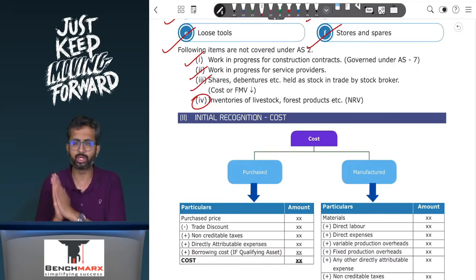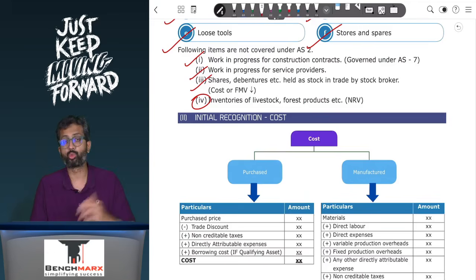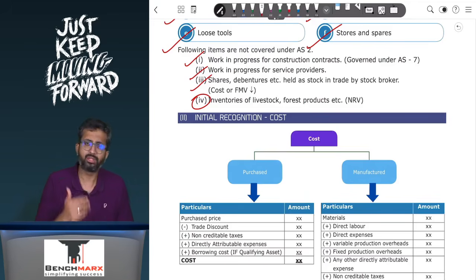Cash discount is linked to early payment, whereas trade discount is every other discount. You should deduct trade discount while determining the purchase price. Next, what if there are taxes, indirect taxes? If they are non-creditable, non-refundable, then they will be added to the cost.